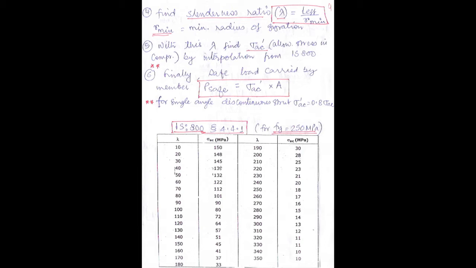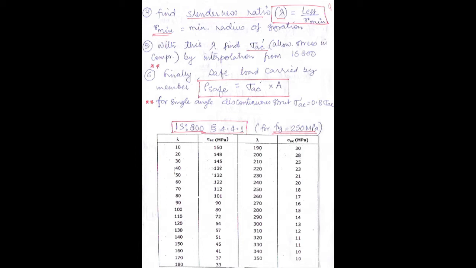First you read the left two columns. It starts from lambda value equal to 10 and goes till 180, and sigma AC starts from 150 and goes till 33. The same thing is continued in the right hand part of the table. After the lambda value of 180, it starts with lambda equal to 190 with sigma AC equal to 30, and it ends at lambda equal to 350 with the value of 10 MPa for sigma AC. From this table you have to find the value of sigma AC dash by interpolation.